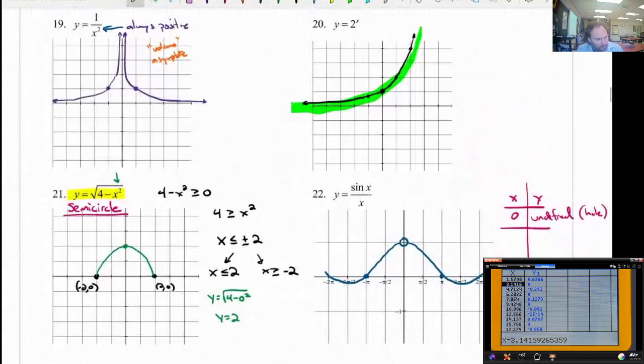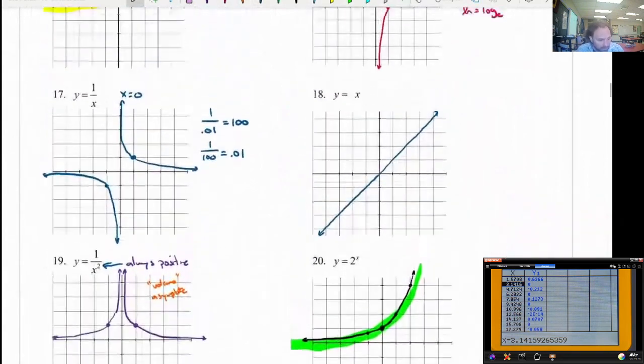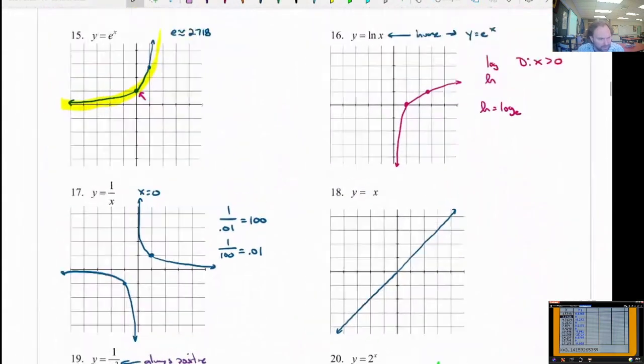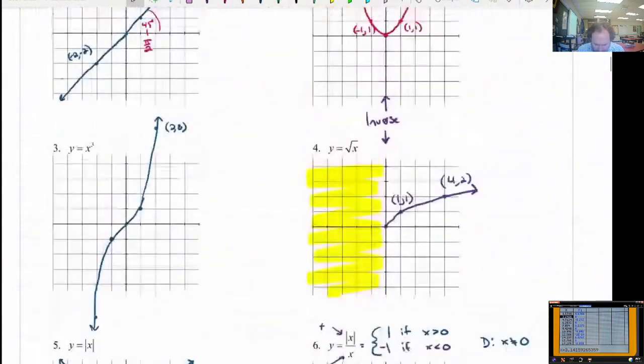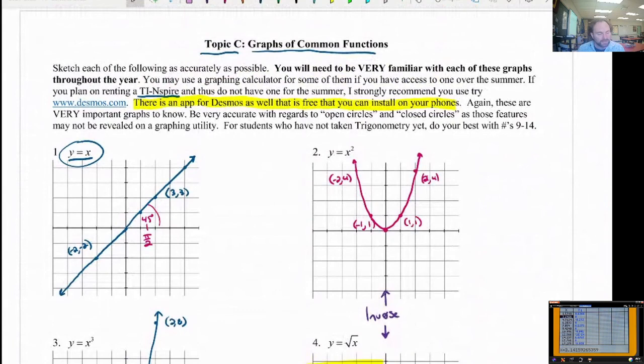These are all graphs you should be familiar with. Again, I don't like to use the word should, but you'll be great going through this and taking a look at some different key mathematical ideas. Get yourself a graphing calculator. You can borrow one from me if you need it.